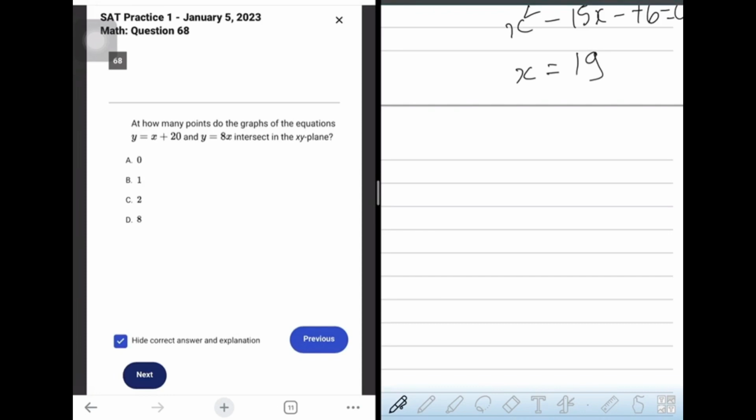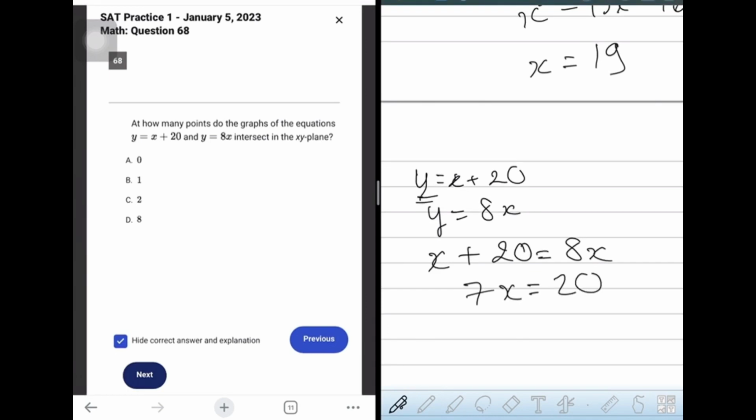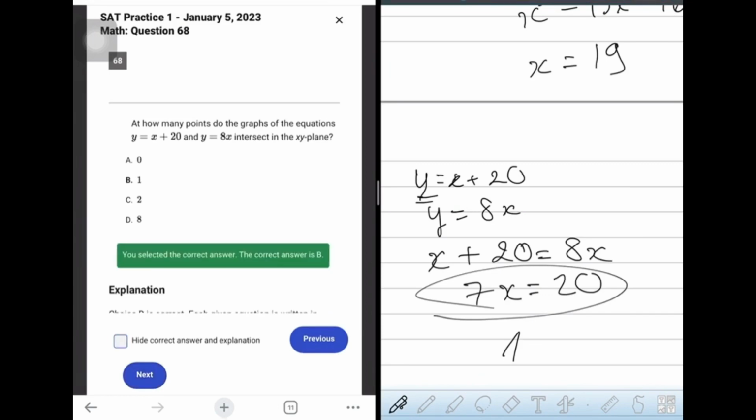For the intersection, you put y equals x plus 20 and y equals 8x. So we will set the two equations equal: x plus 20 equals 8x, we have 7x equals 20. This is a linear equation, so we will have one solution. The correct answer is B.